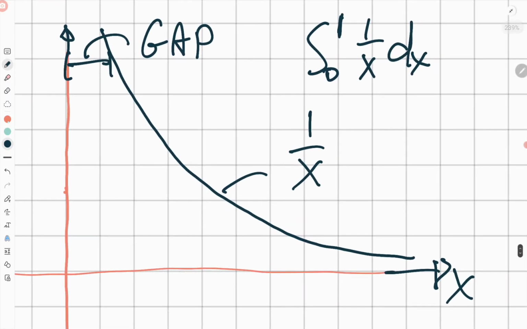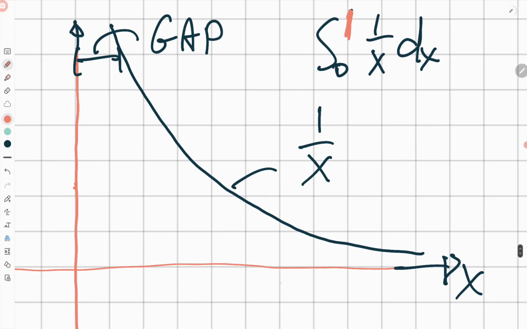This upper limit of 1 here, let's say we mark that like here. This is our 1. This is the upper limit right here. It's a value of x. But then we also have this lower limit here of 0. So let me erase this. So this is x equals 0.